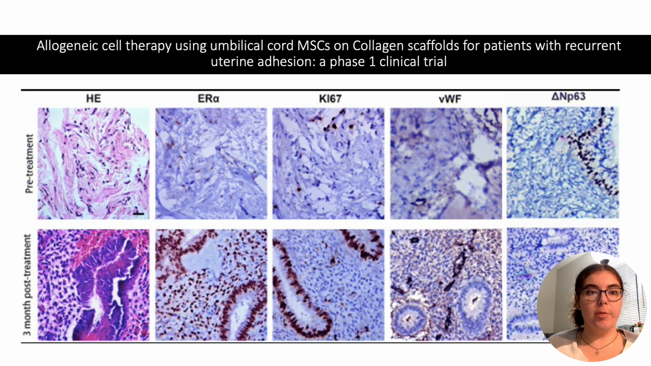This figure is from the paper Allogenic Cell Therapy Using Umbilical Cord MSCs on Collagen Scaffolds for Patients with Recurrent Uterine Adhesions, and it is a phase 1 clinical trial. So this is immunohistochemical staining before and after treatment. The pre-treatment is the above slides, and the post-treatment, 3 months post-treatment, is the bottom slides.